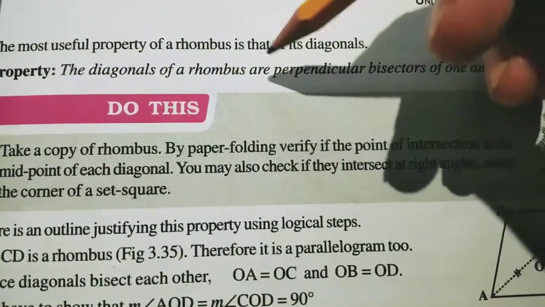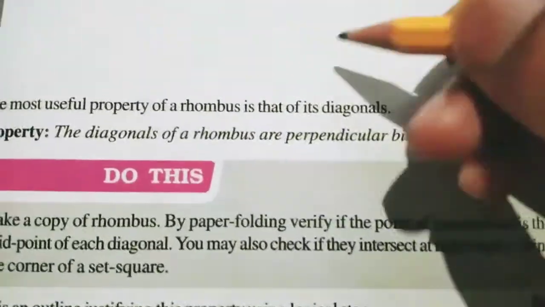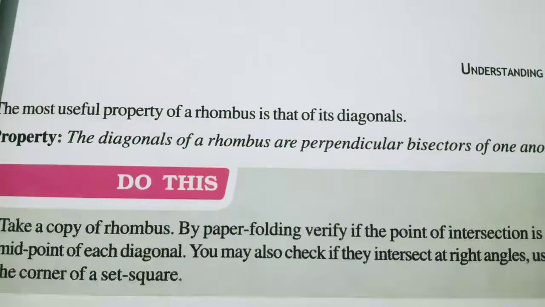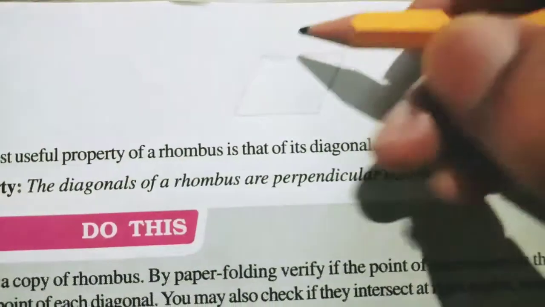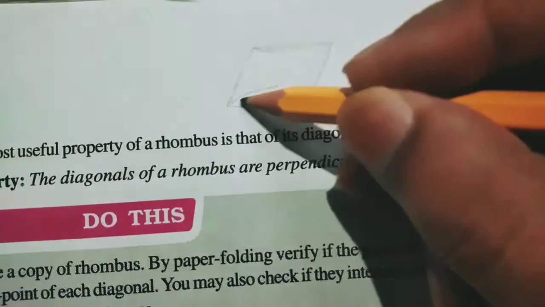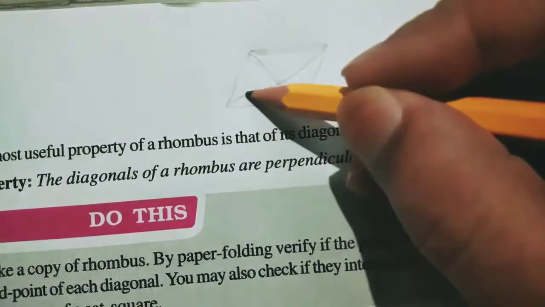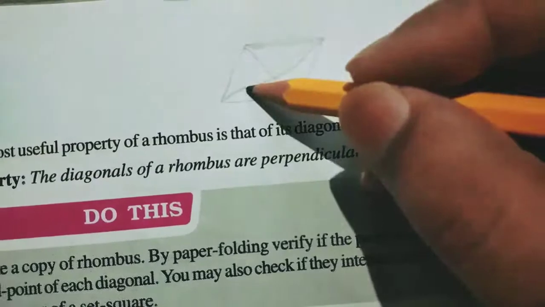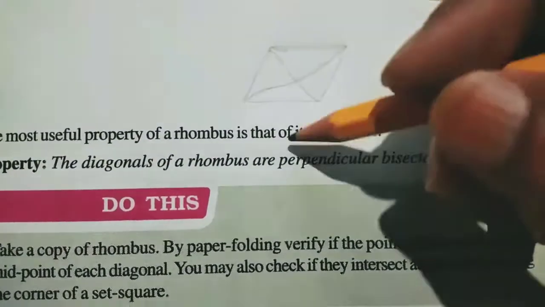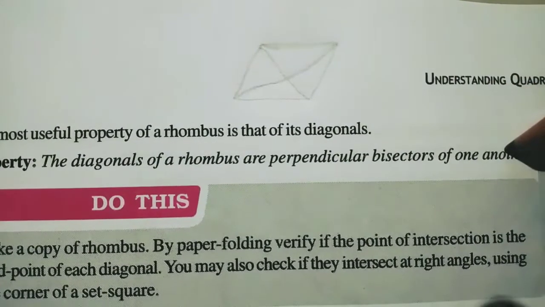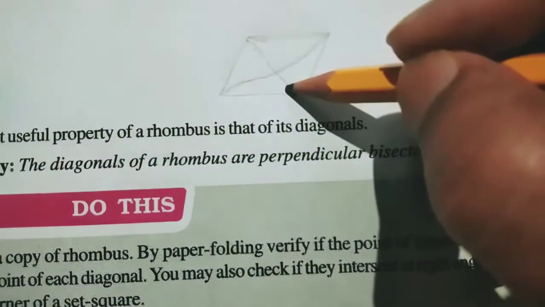What does it mean, the diagonals of a rhombus? Here I am drawing one rhombus. Students, you can see it is a rhombus. A rhombus looks like a square whose sides are all equal, and these are the diagonals. Sorry, it is a straight line actually, but it is bent. Here two diagonals are there in the rhombus, and these are perpendicular bisectors of each other. That means these two diagonals bisect each other.